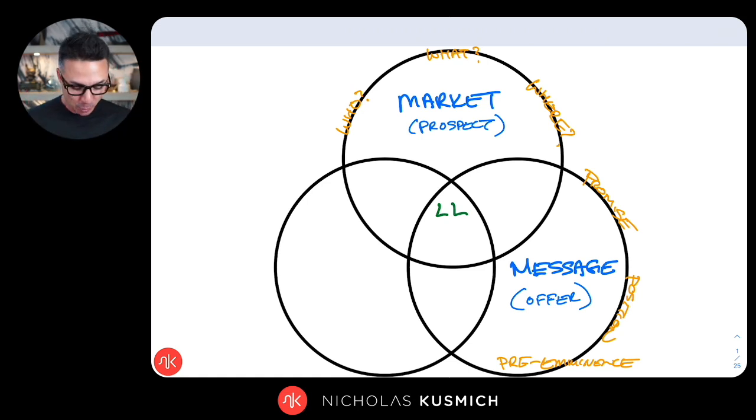So first, we have the market: who the prospect is, what motivates them, and where to find them. Then we looked at your message, right? And particularly nailing in what is your ideal prospect's solution and the promise you can make to them. What is the position that you hold in the marketplace?